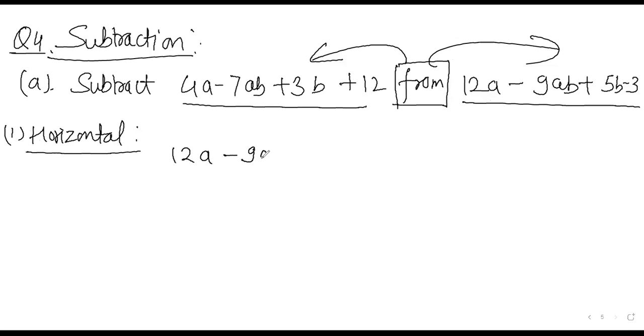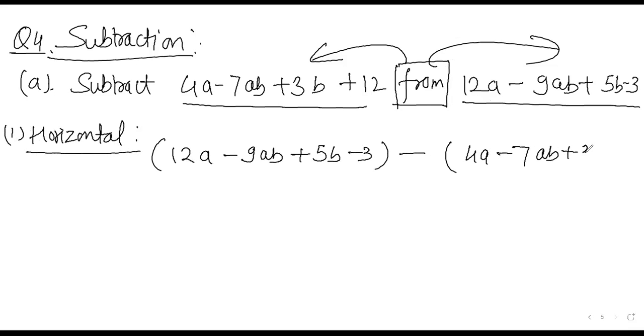You just write what is after "from" first: 12a minus 9ab plus 5b minus 3, minus sign, then 4a minus 7ab plus 3b plus 12. Now why am I writing minus? Because we are going to subtract. So now open this bracket. There is no change in the first expression.